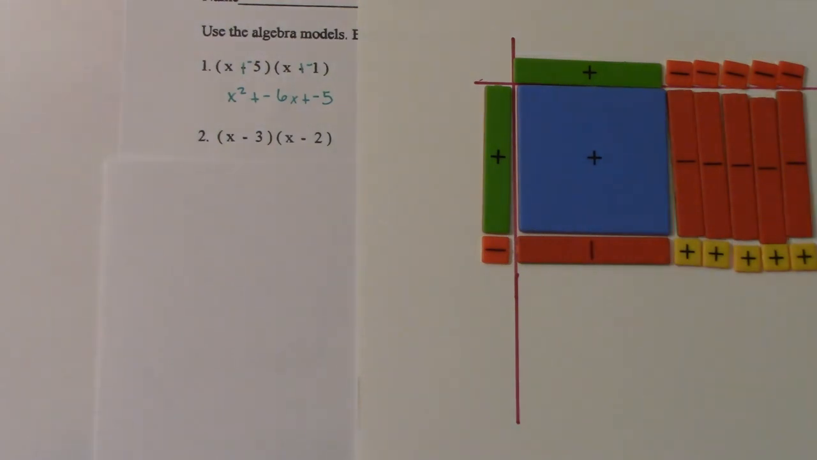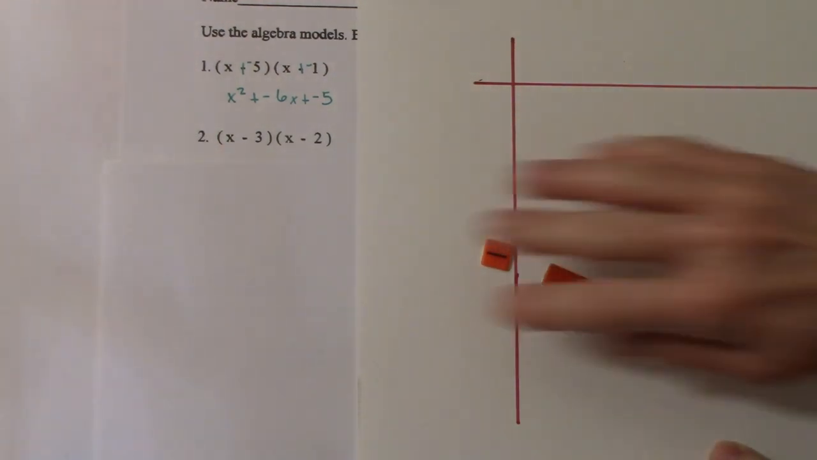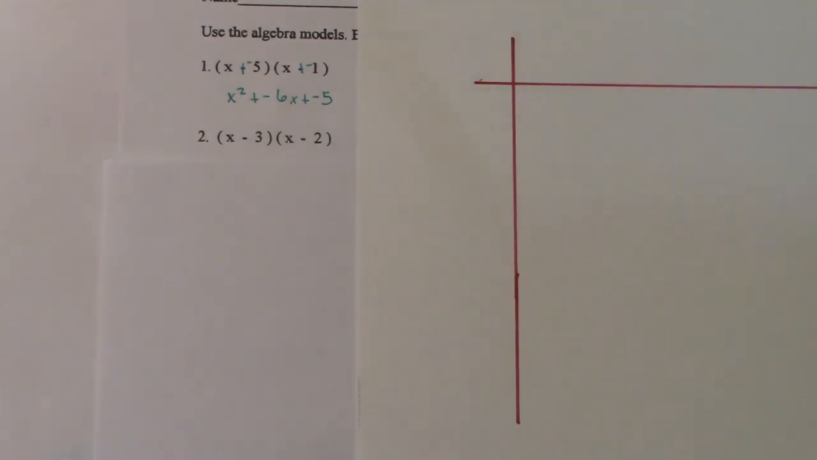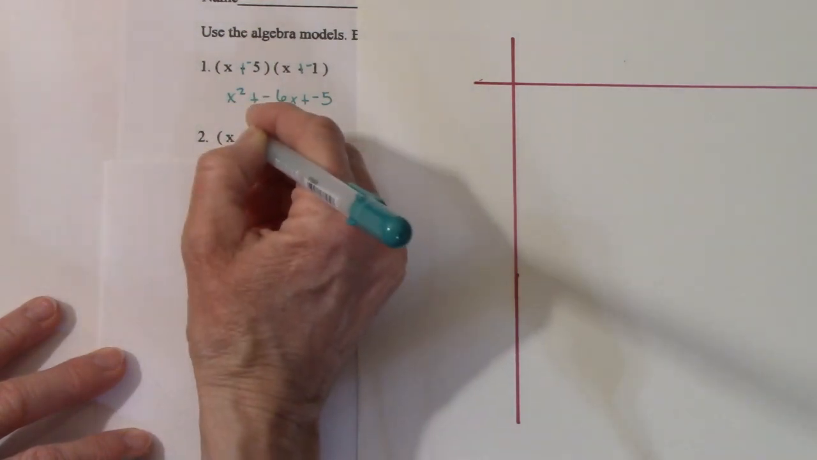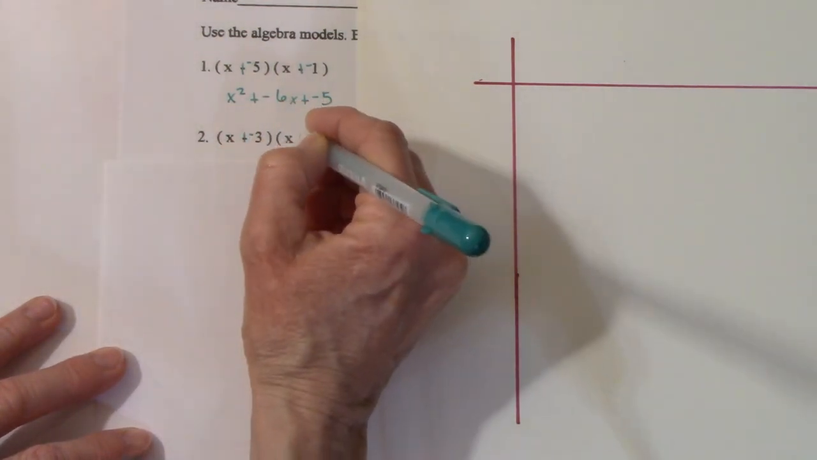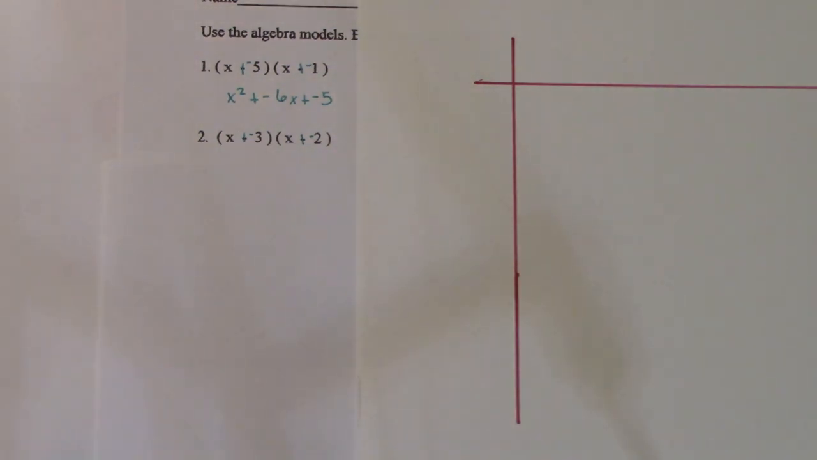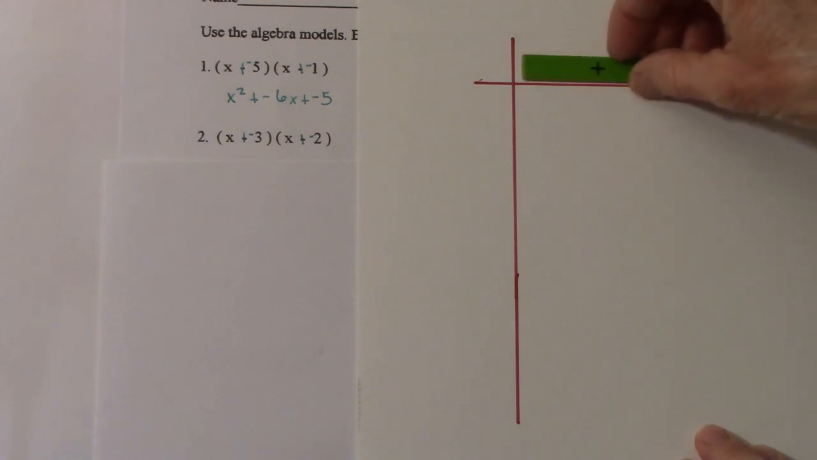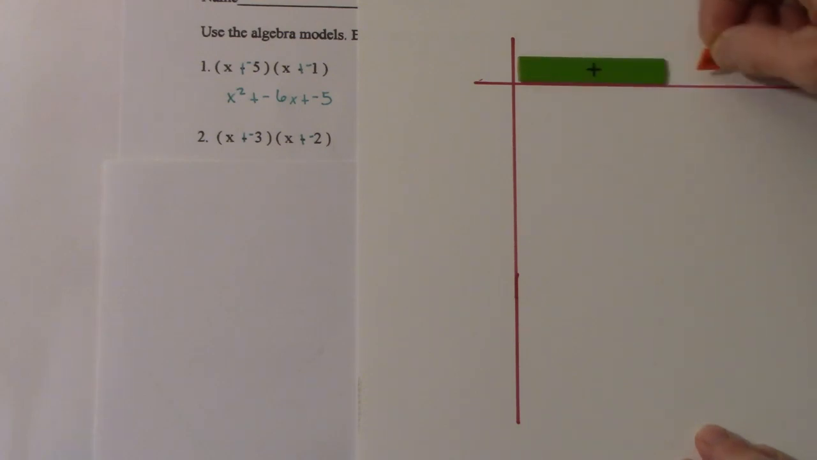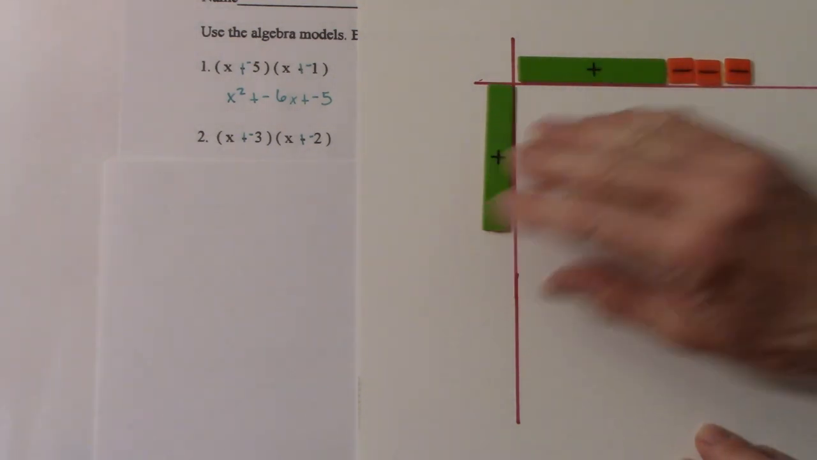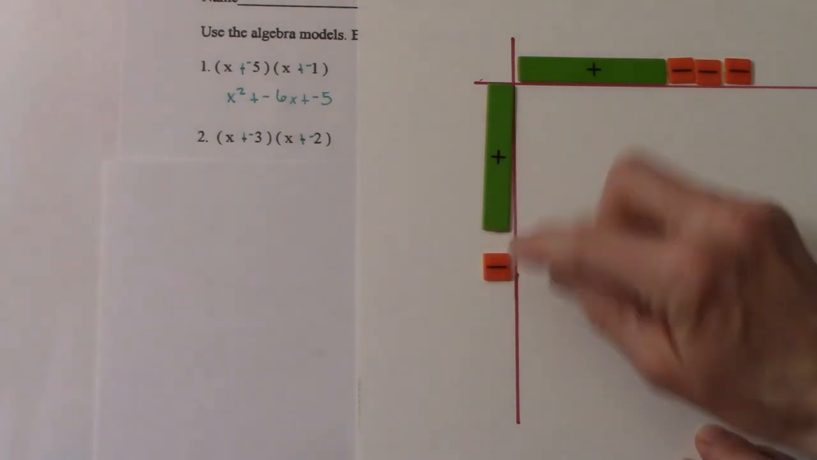The next example, before we build it, we're going to go ahead and change the signs. So we have x plus negative 3 and x plus negative 2. So we have x plus negative 3 and x plus negative 2.